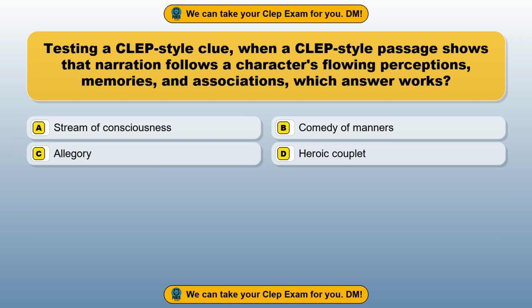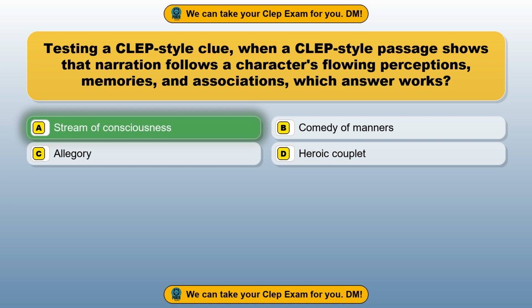Question 24. Testing a CLEP-style clue, when a passage shows that narration follows a character's flowing perceptions, memories, and associations, which answer works? Option A, stream of consciousness. Option B, comedy of manners. Option C, allegory. Option D, heroic couplet. The correct answer is option A, stream of consciousness.